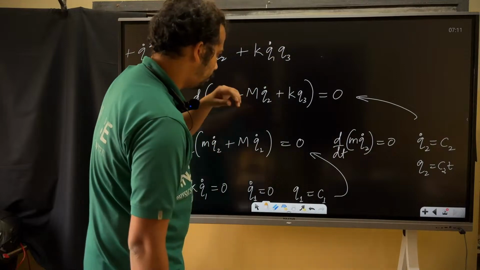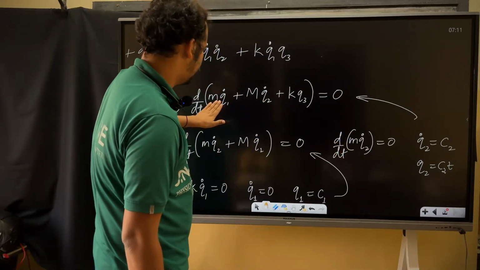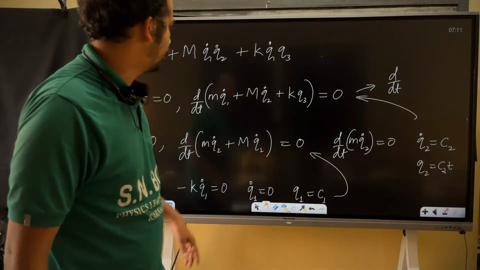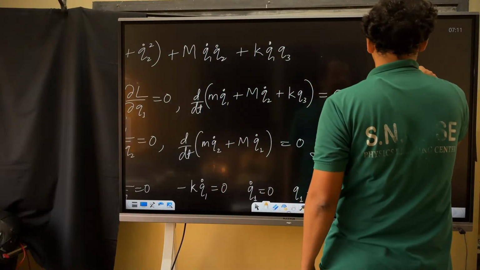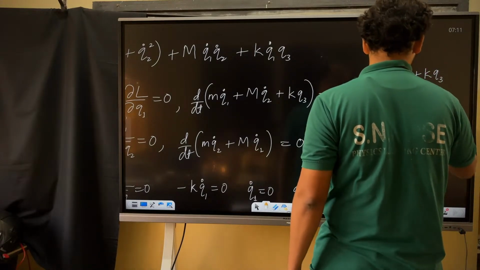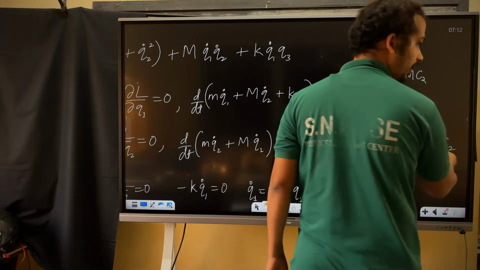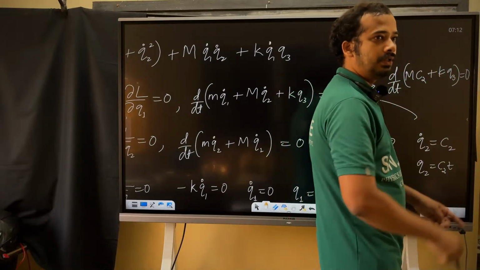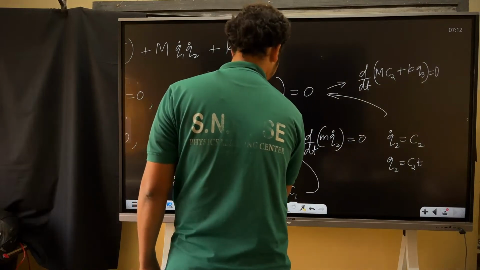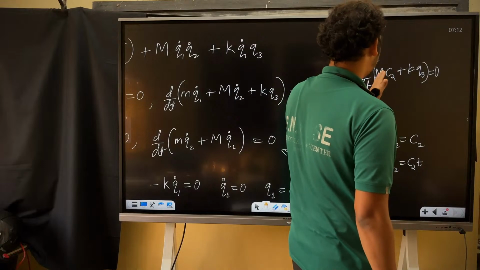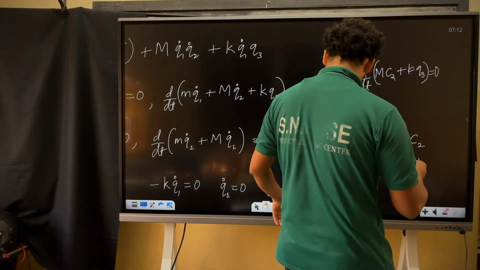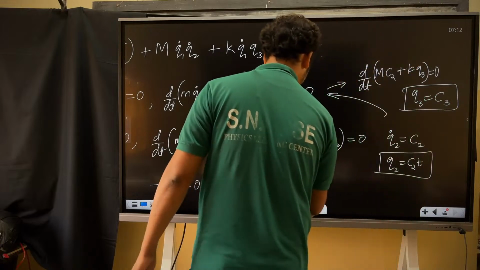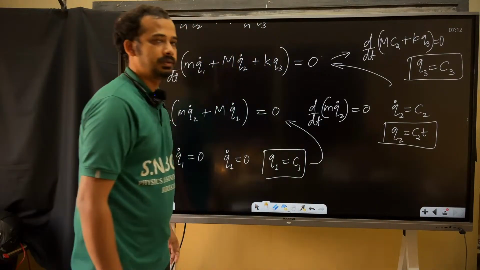Q2-dot is a constant, q1-dot is 0. So this equation gives you d/dt of a constant, m C2, plus k q3 equals 0. What do you mean by this? If you integrate this, the time derivative of q3 is 0, so q3 is constant. I'll write C3. Just observe and collect these things: q2 is varying linearly, q1 and q3 are constants.